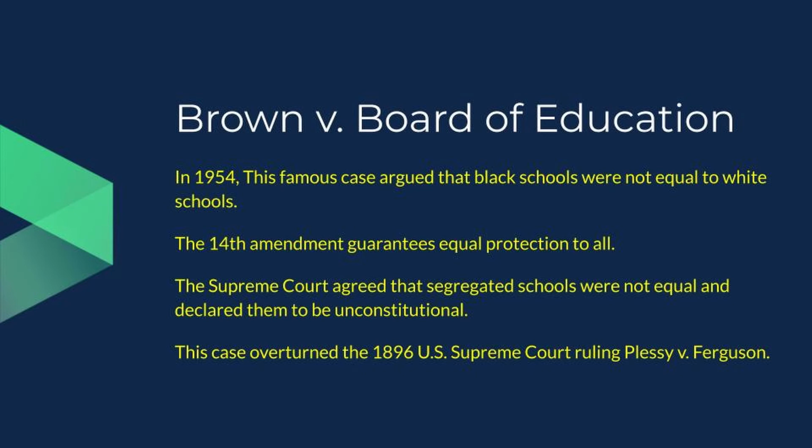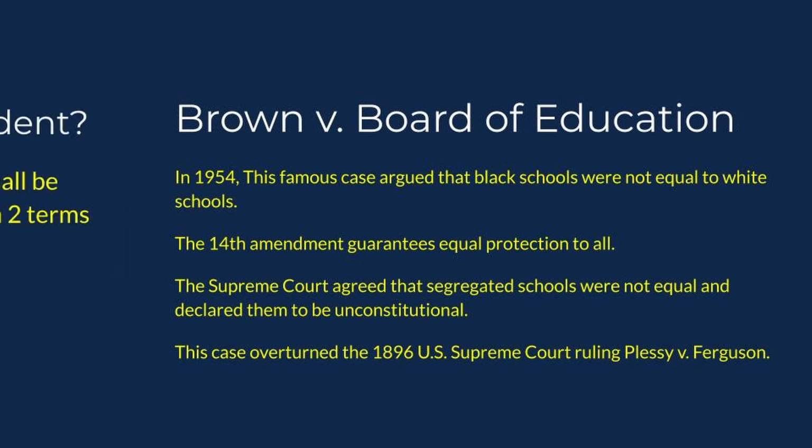Brown versus Board of Education. In 1954, this famous case argued that black schools were not equal to white schools. The 14th Amendment guarantees equal protection to all. The Supreme Court agreed that segregated schools were not equal and declared them to be unconstitutional. This case overturned the 1896 U.S. Supreme Court ruling Plessy versus Ferguson.